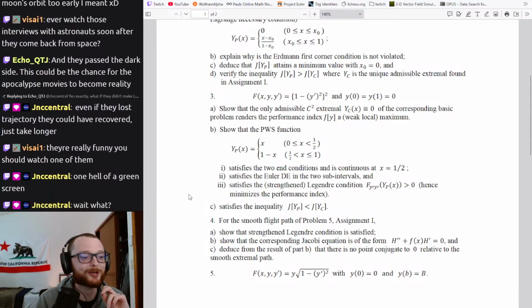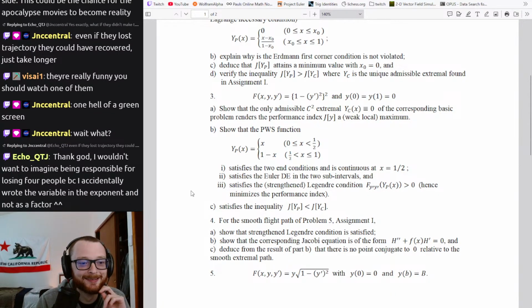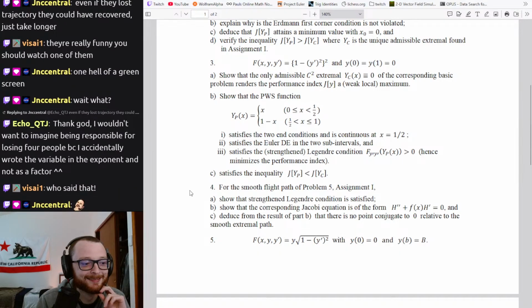Hell of a green screen. True. True. I would imagine being responsible for losing 4 people because I accidentally wrote the variable in the exponent, not a factor. Yeah. Like, ooh, we accidentally sent you guys to Mars instead. See ya in 2 years.